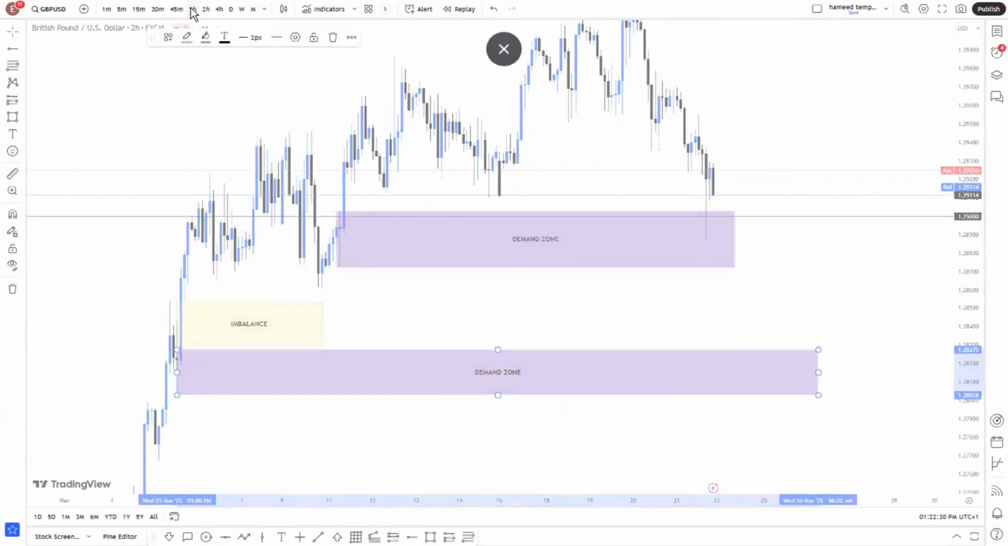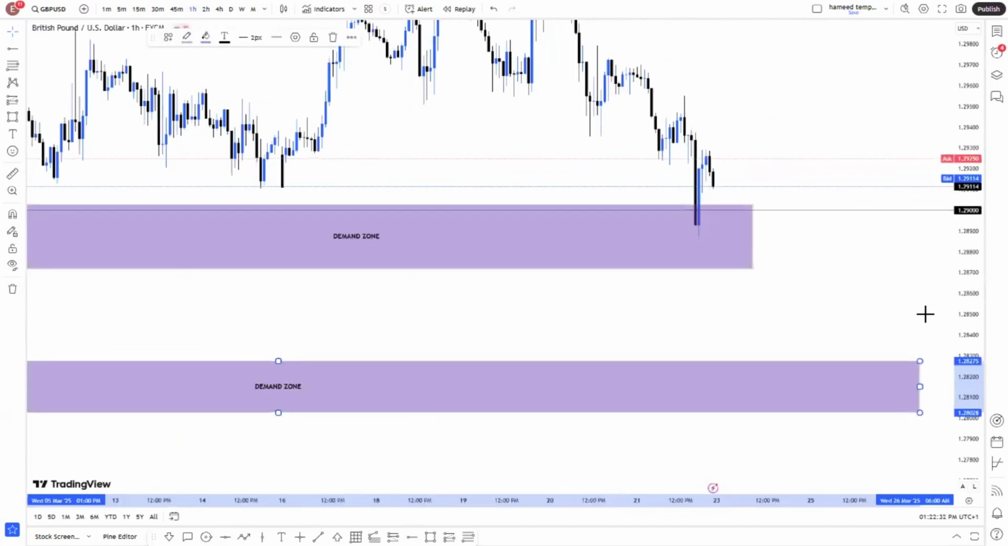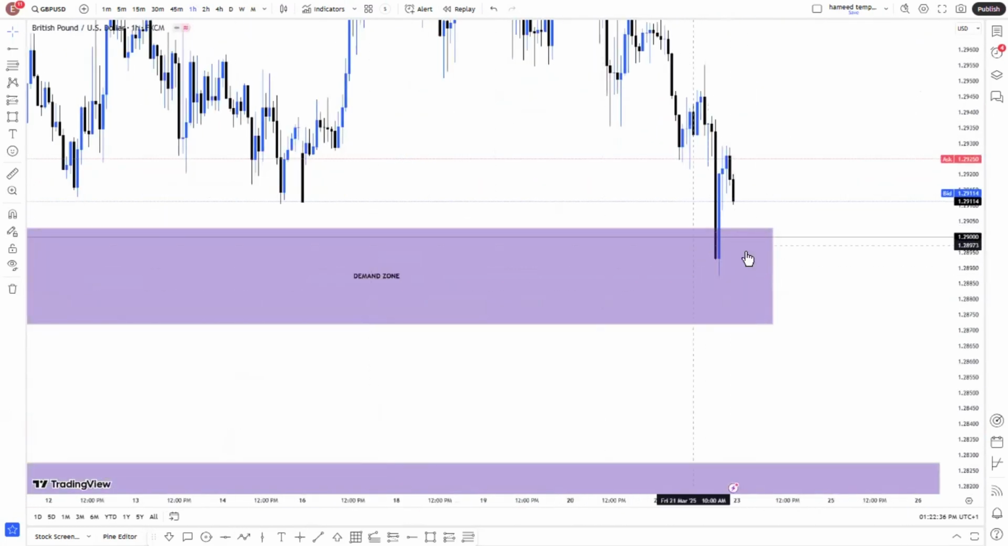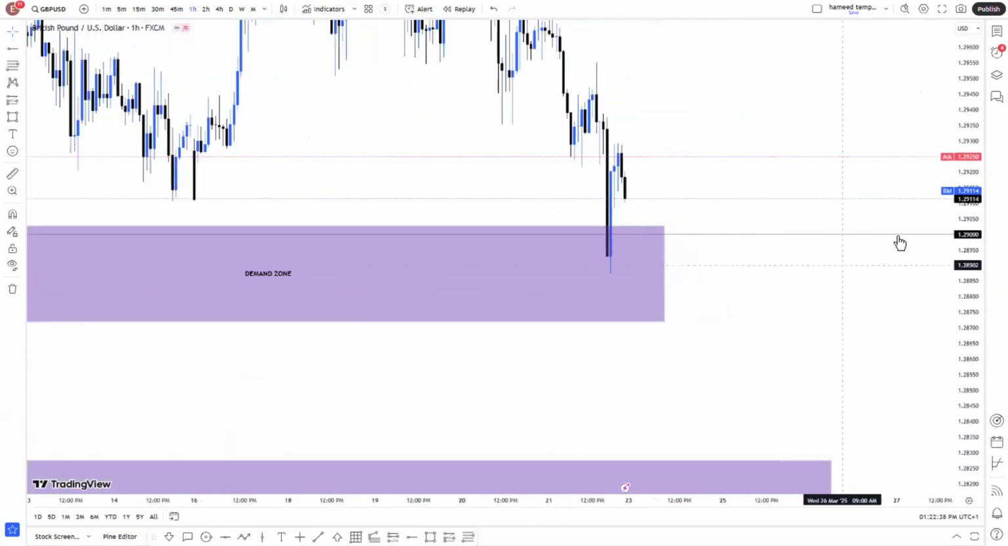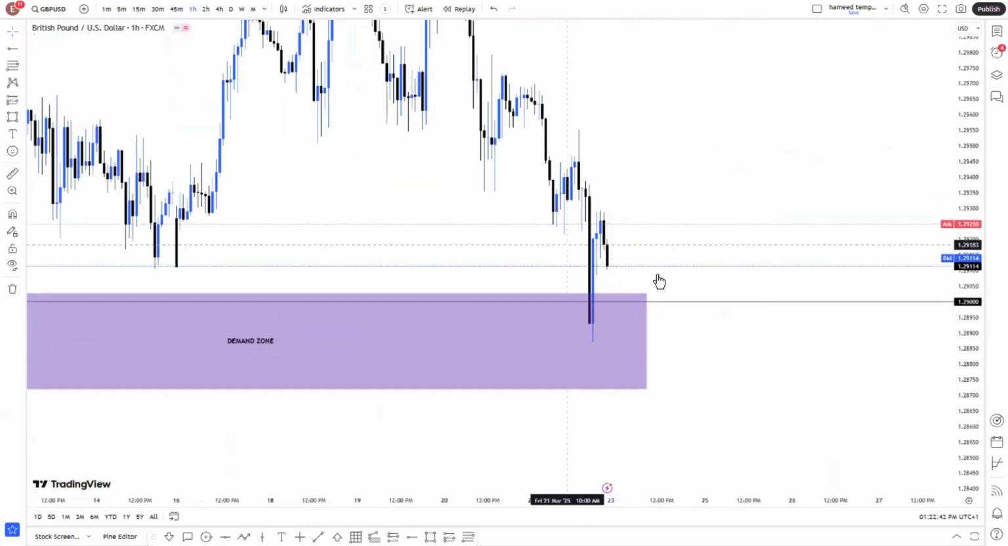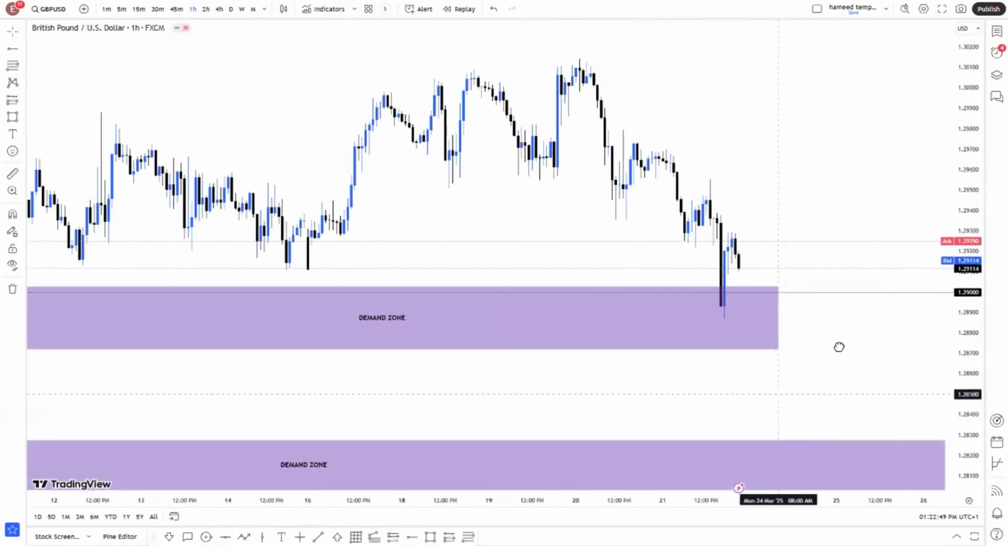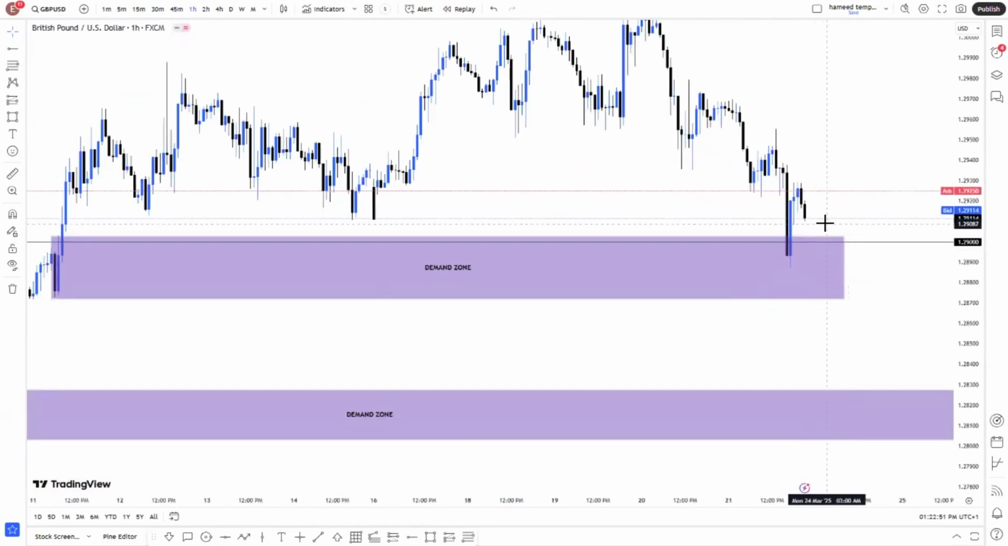Okay, now let's go to the 1 hour to see what we are looking for. The market has already tapped into it, and it also falls into the 1.29000 psychological level, which means this zone is quite strong. So we have to be very careful around here to look for our entry. If the market breaks out from here, then we'll be looking to take our trade around here.